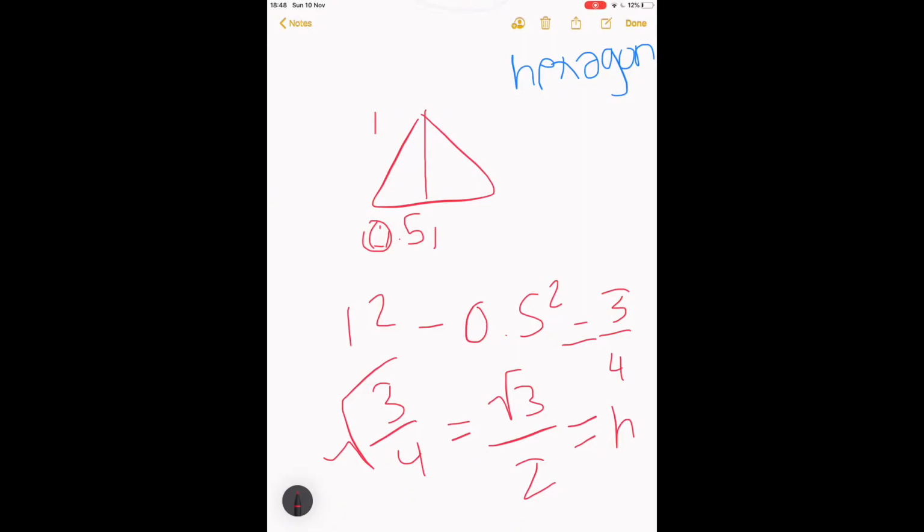So root 3 over 2. That's our height. And now we want to find the area. So our whole base is 1. So 1 times root 3 over 2, over 2. So basically root 3 over 2 divided by 2, which is root 3 over 2.